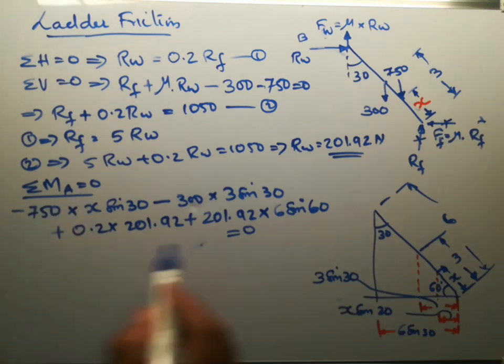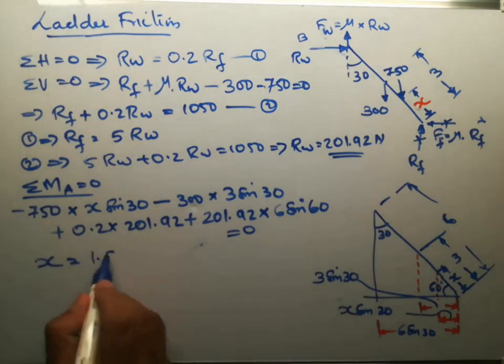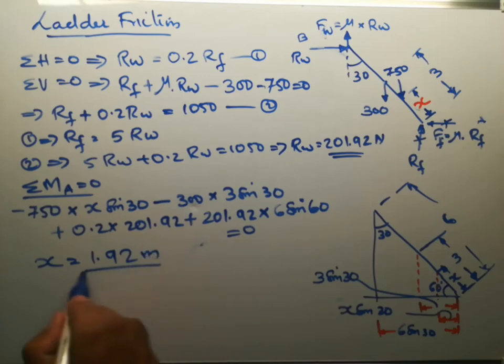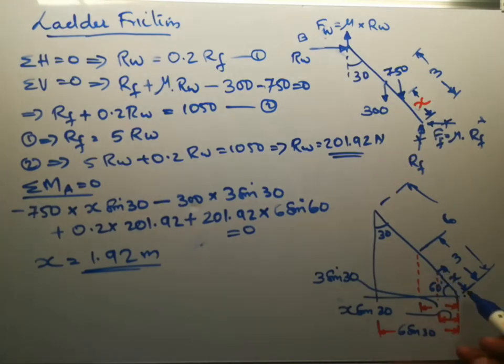So when you solve this, there is only one unknown. When you solve this, you will get x equal to 1.92 meters. That is, at 1.92 meters from point A along the ladder, when the man climbs and reaches this point, the ladder will just slip. That means the ladder will be in limiting equilibrium.